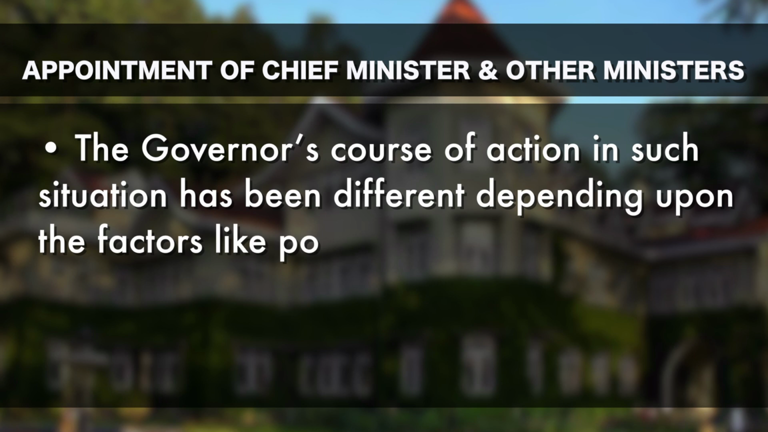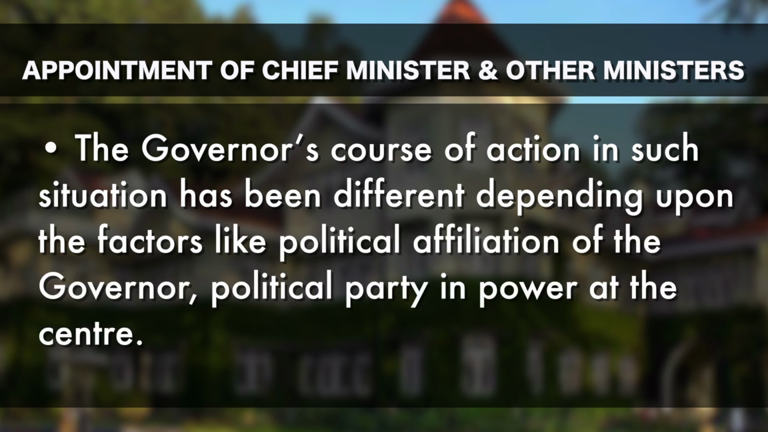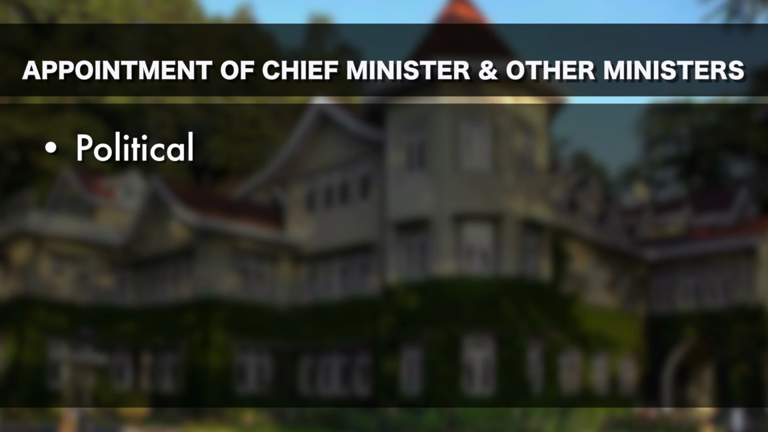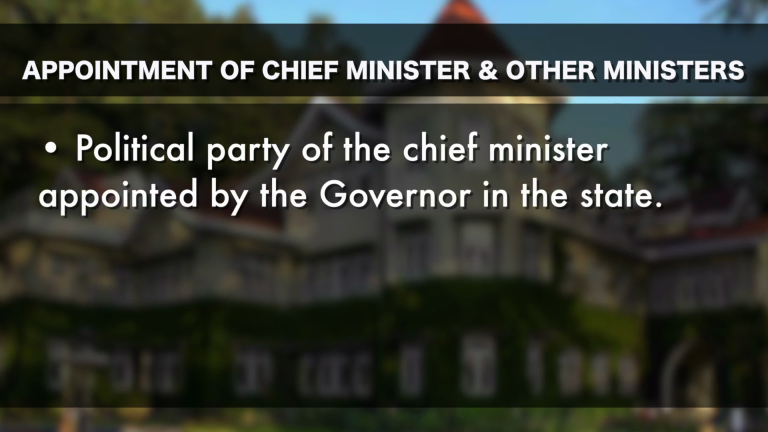The governor's course of action in such a situation has been different depending upon factors like the political affiliations of the governor, the political party in power at the center, and the political party likely to claim to be invited to form the government at the state level, and the political party of the chief minister appointed by the governor in the state.